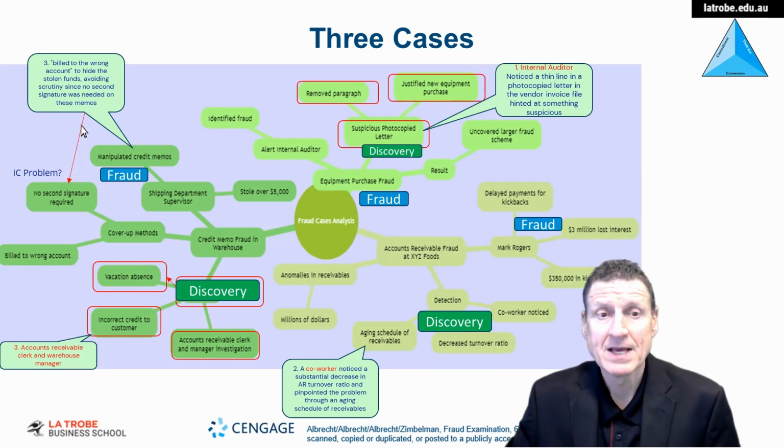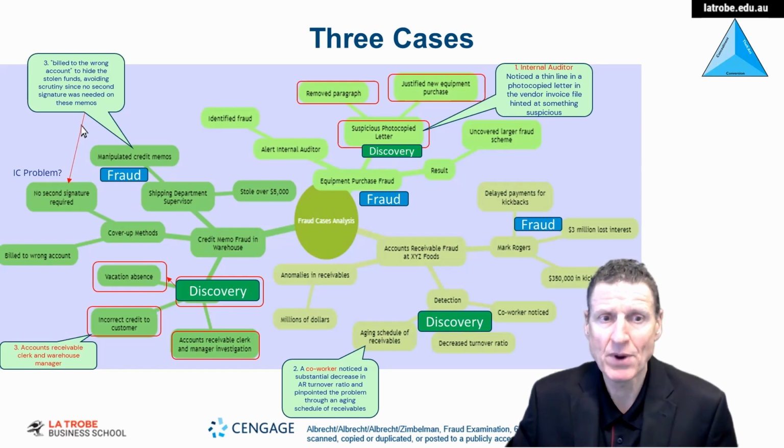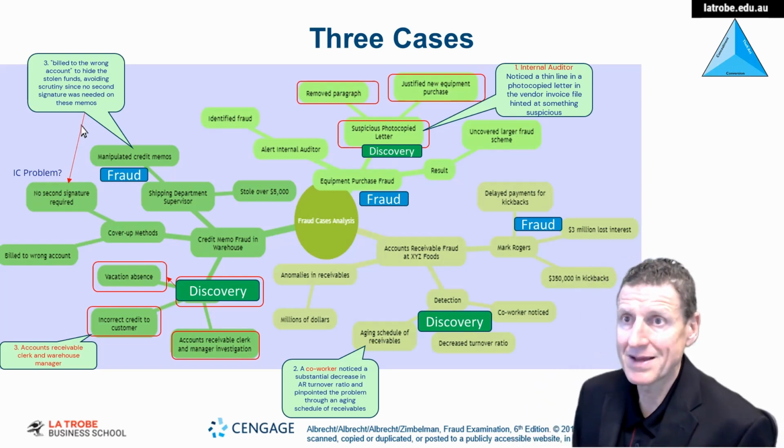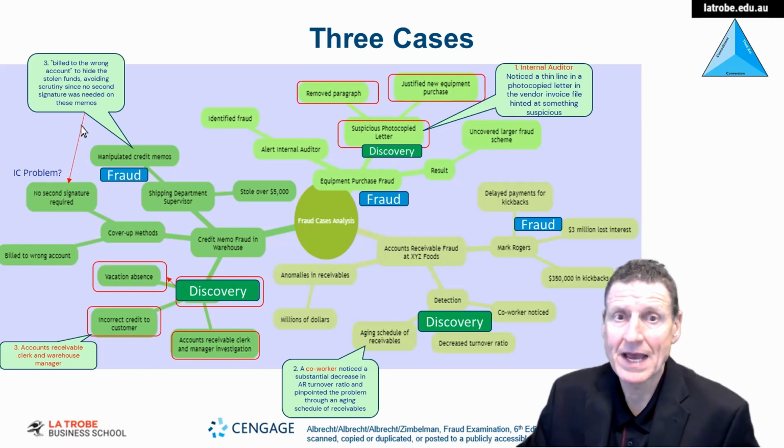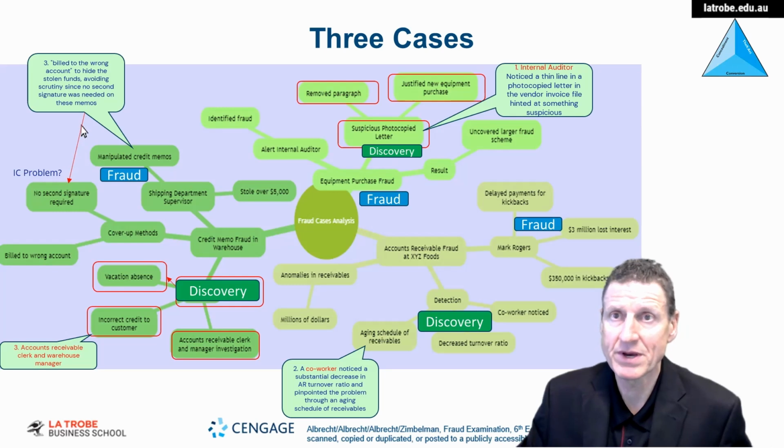That's our first case. Our second case is where a co-worker noticed a substantial decrease in the asset turnover ratio and pinpointed the problem through an aging schedule of receivables. Now, what was this? This was an accounts receivable fraud. And what happened was the guy in charge, Mark Rogers, allowed its customers to delay the payment of accounts receivable in return for some kickbacks. And as a result, the company lost over $3 million in lost interest, not to mention the $350,000 that was paid to Mark Rogers in kickbacks.